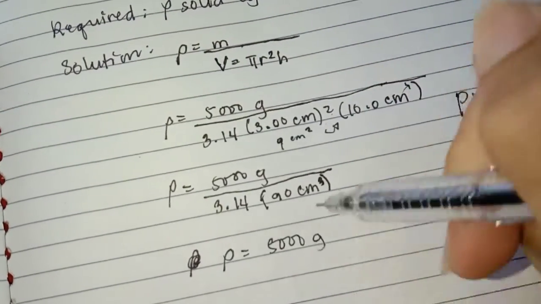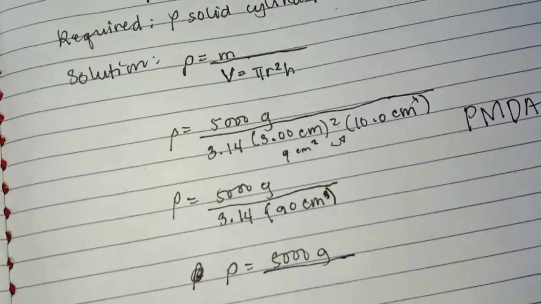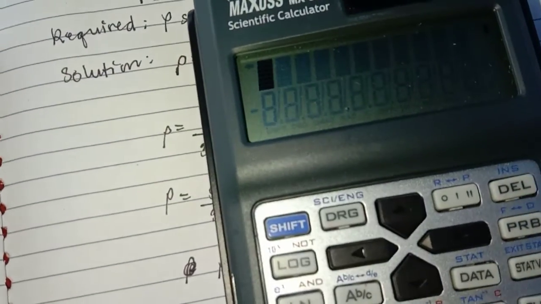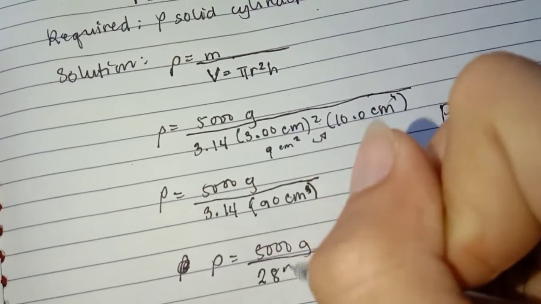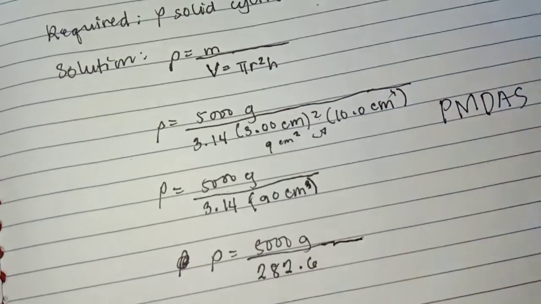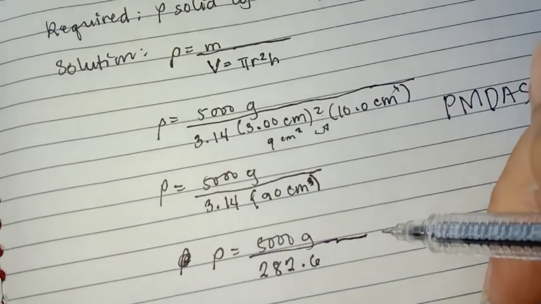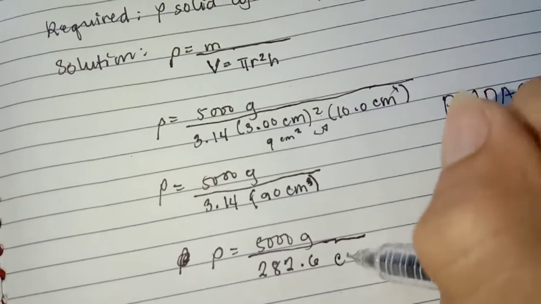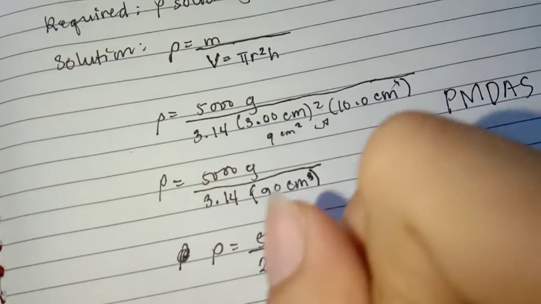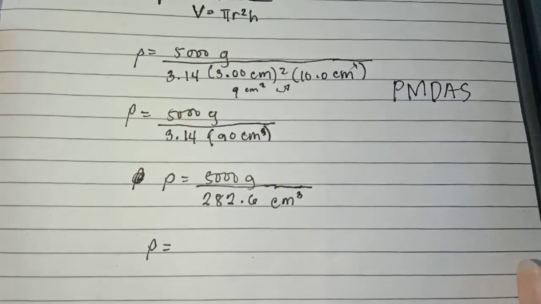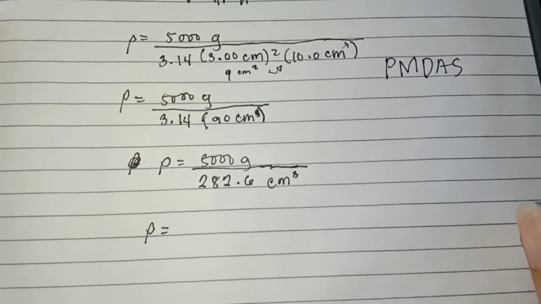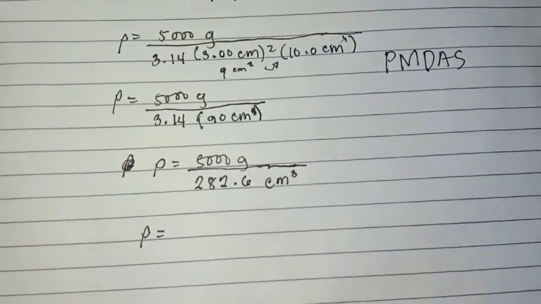So the mass and then the volume is equals to 3.14 multiplied by 90 is equals to 282.6. We copy our unit, which is cubic centimeters. So now we can find the value of our density because we already have our values. So simplify.